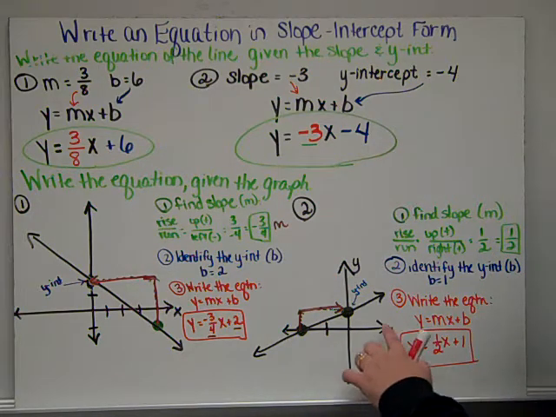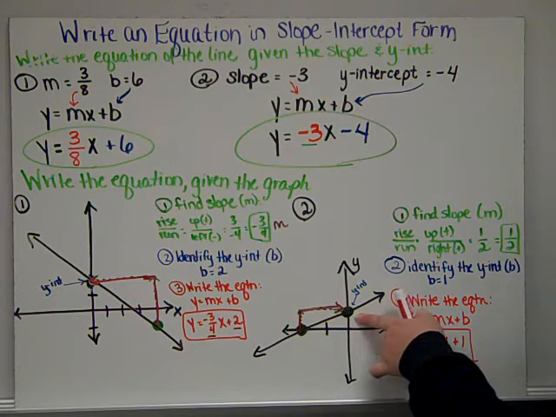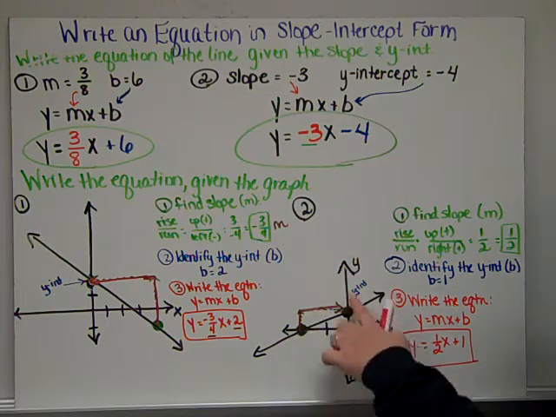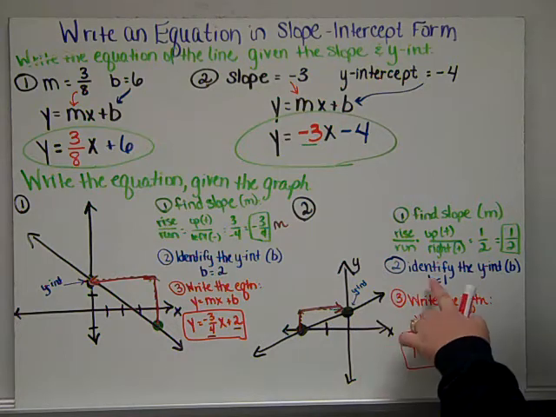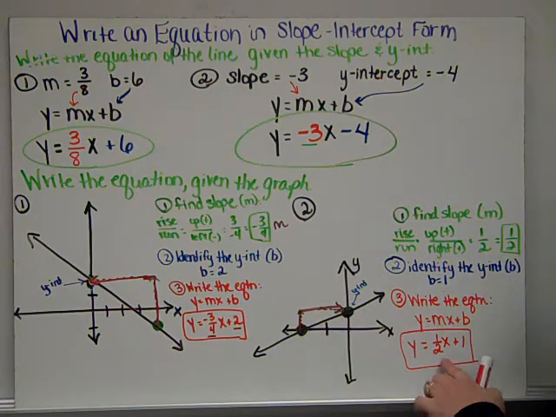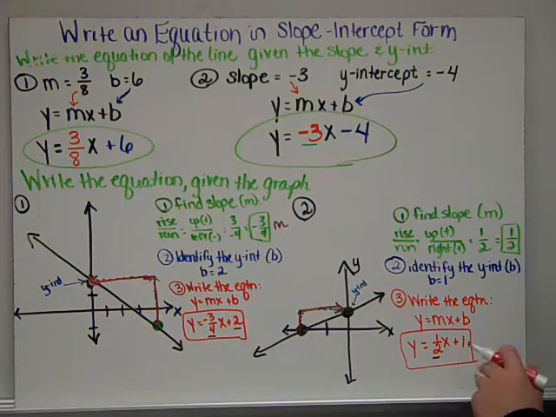Number 2, identify the y-intercept. Here's my y-intercept, and I can see that it's intercepting the y-axis at +1, so b equals 1. When you plug everything in, y equals +1/2 of x plus 1.